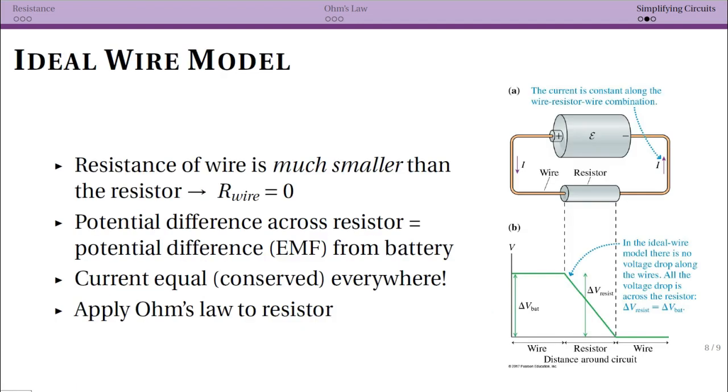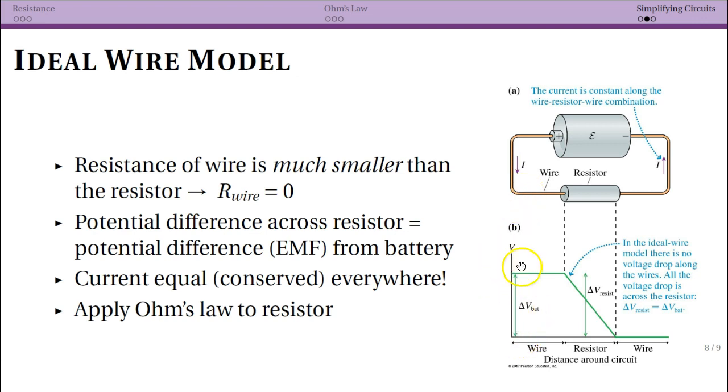What this simplified circuit model then looks like is that we're going to frequently have wires in our circuit, but we're going to treat the resistance of the wire as 0. So we're going to say it's an ideal wire, but we're really only going to do that if we also have a resistor, right? So here we have a resistor, we have a wire, and we have a battery. In this case, I'm going to treat the wire as ideal, so it has 0 resistance, which means we have no voltage difference across it.